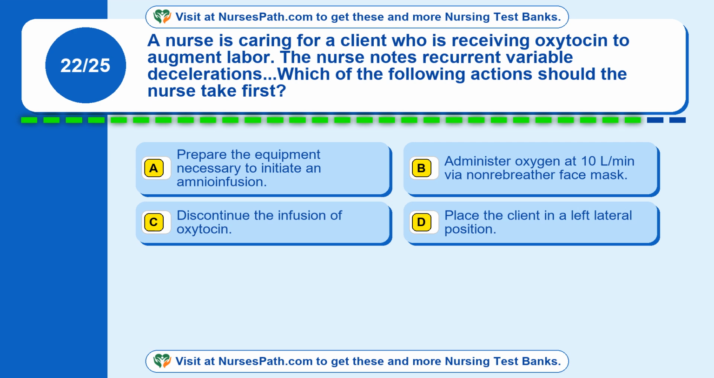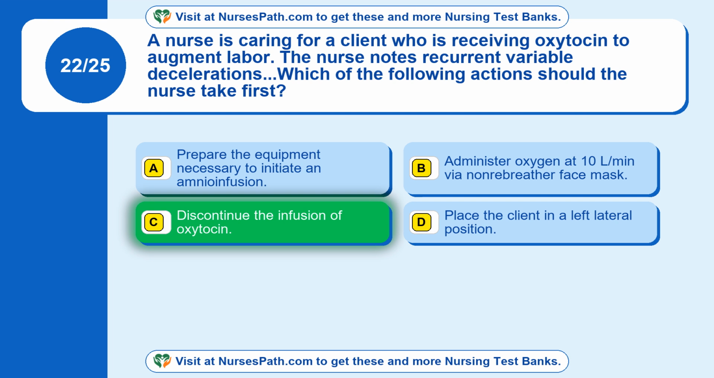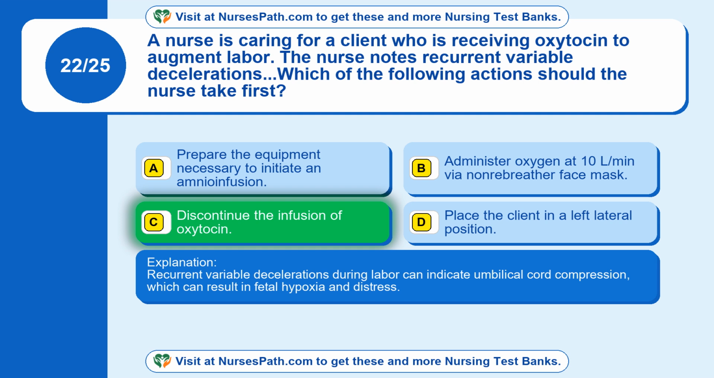Question 22. A nurse is caring for a client who is receiving oxytocin to augment labor. The nurse notes recurrent variable decelerations. Which of the following actions should the nurse take first? Option A. Prepare the equipment necessary to initiate an amnio infusion. Option B. Administer oxygen at 10 L/min via non-rebreather face mask. Option C. Discontinue the infusion of oxytocin. Option D. Place the client in a left lateral position. The correct answer is option C. Recurrent variable decelerations during labor can indicate umbilical cord compression, which can result in fetal hypoxia and distress.